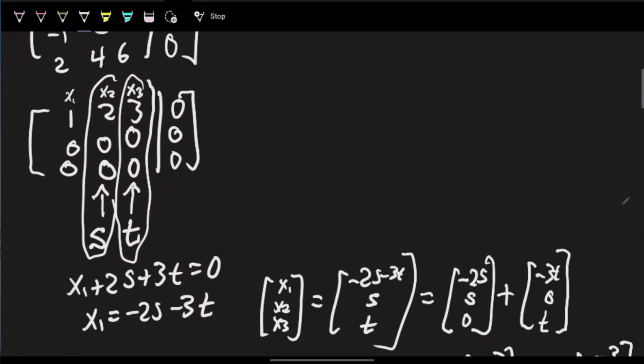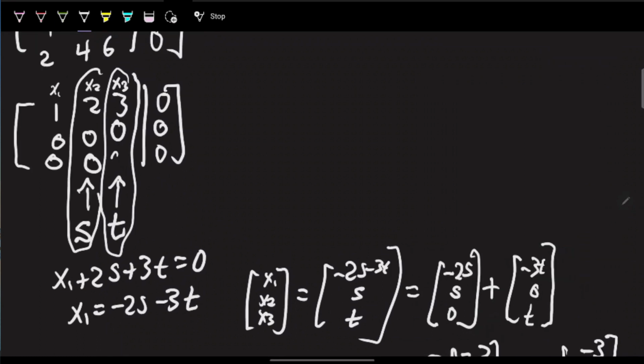One of the things I like to watch out for is a trick question, right? What if the RREF looked like this instead? Let's say they added in a new x4, a fourth column, and it was just 0, 0, 0.